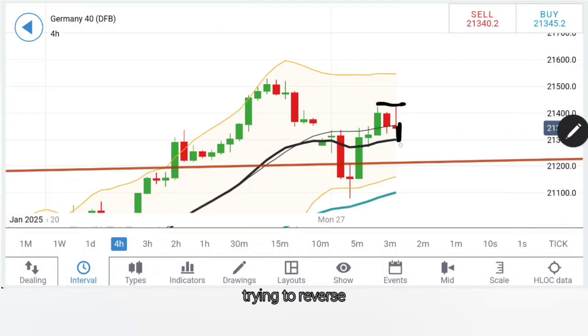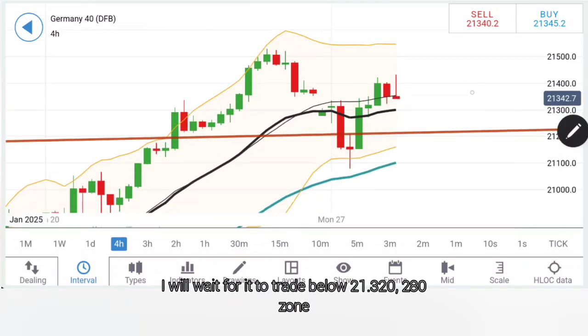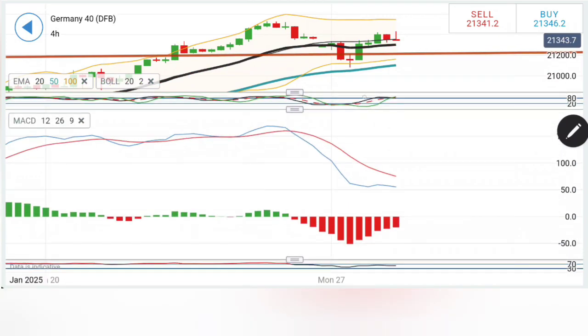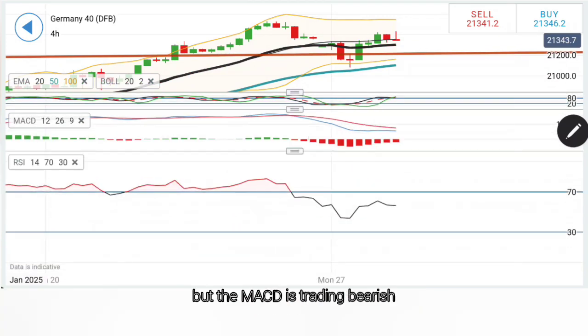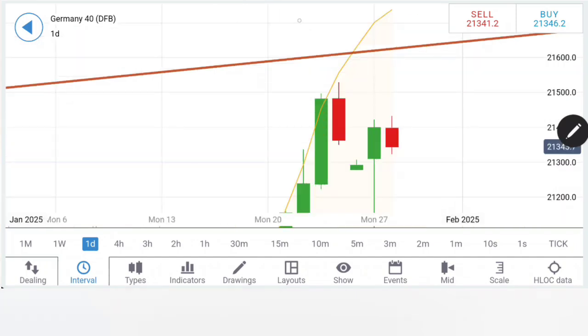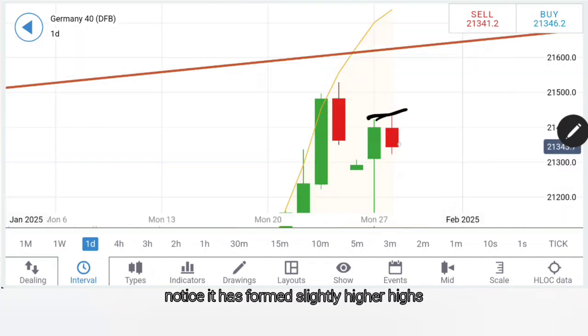Now, double top, trying to reverse. I will wait for it to trade below the 21,320 zone, which will confirm the next move towards 21,200, 21,220 as the first target, and then below that more bearishness should prevail. Yes, the stochastic here is also overbought, but the MACD is trading bearish, the RSI is trading bearish. And on the daily, notice it has formed slightly higher highs. Now it is looking downwards.